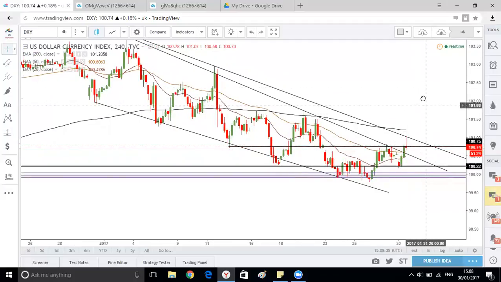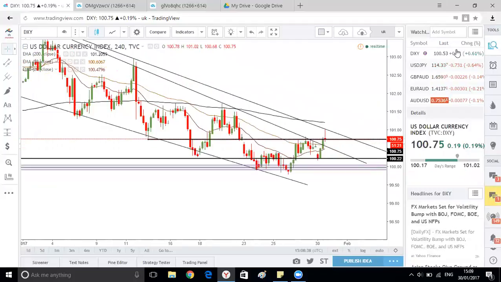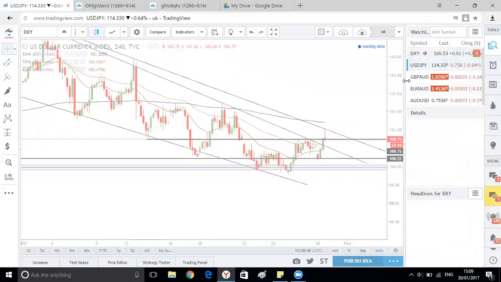Now going on to our next currency, USD/JPY.